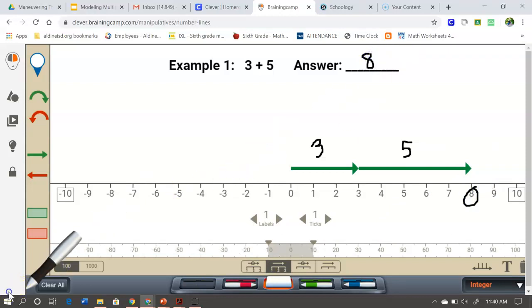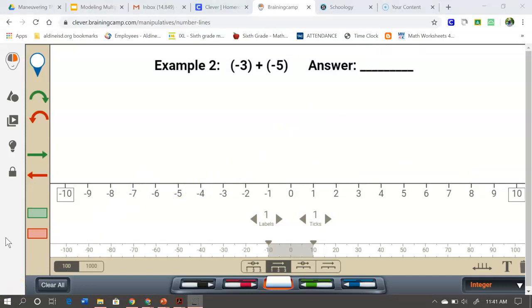Okay, example number 2, we have -3 plus -5. Again, in this example, both of our numbers are negative. So again, when we're wanting to move negative, we want to move to the left of 0. We're going to start off representing this first number, which is -3. Instead of using a green arrow, I'm going to use a red arrow, but I'm going to always start at 0. So this first number is -3, so I need to extend it to -3.